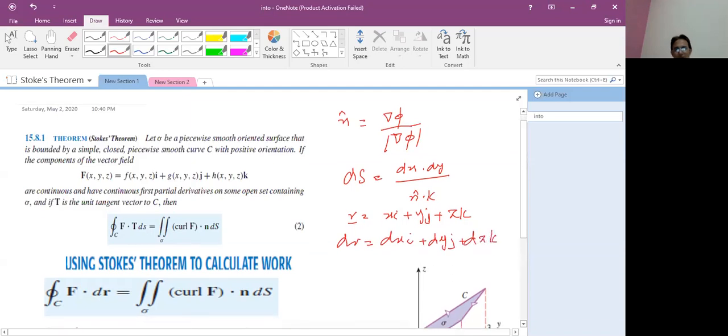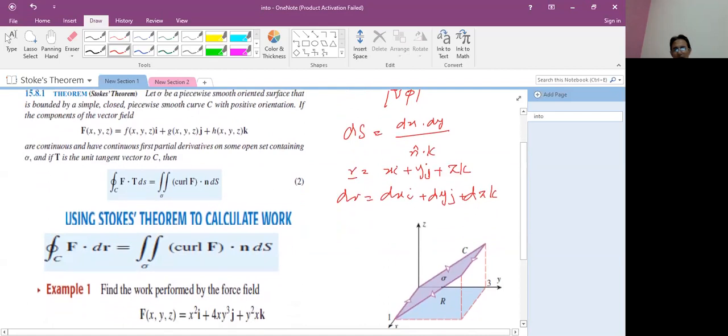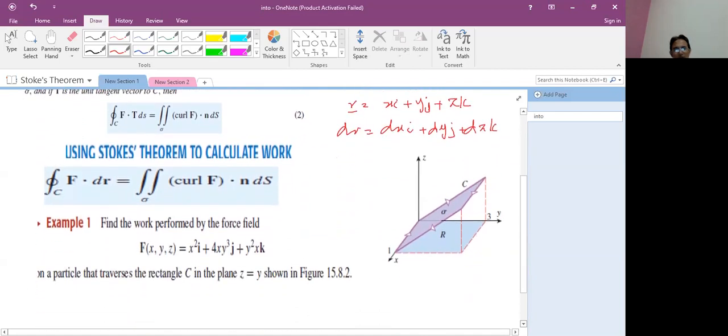So now student, we are applying the Stokes theorem. Using Stokes theorem to calculate the work done, the formula is the closed line integral over C of F dot dr, which is equal to the double integral over sigma of curl F, that means del cross F, dot n cap dS.